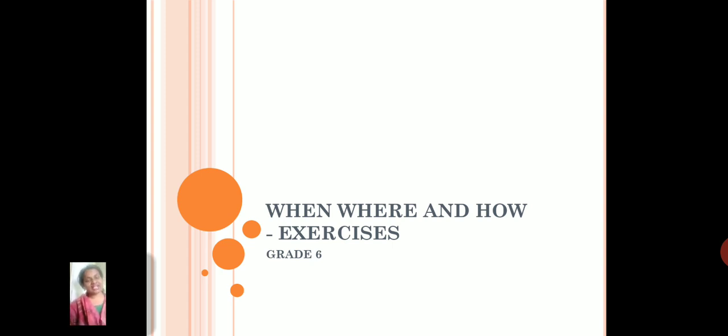Initially, I want you to write the heading. So how do we do that? On the red line, draw one line. On the next line, write chapter 1 history. What are you going to write? You're going to write History Chapter 1, When, Where and How. So this is the heading of your lesson.